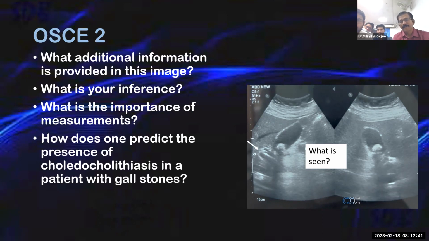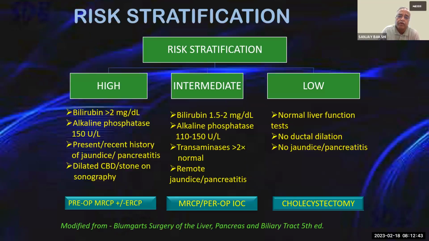Okay. There is a beautiful chart, and I'm going to give you that chart. That's from Bloomgut. So the risk classification is high if your bilirubin is more than 2, if the ALP is more than 150, and there is a present or recent history of jaundice and pancreatitis. And as Professor Shah quite rightly said, on ultrasound, you have a dilated CBD, intrahepatic bile ducts, and stone on sonography. Now, intermediate is if the bilirubin is 1.5 to 2.